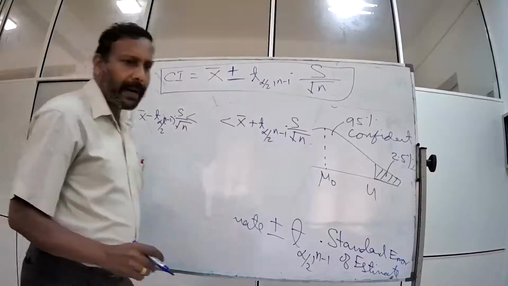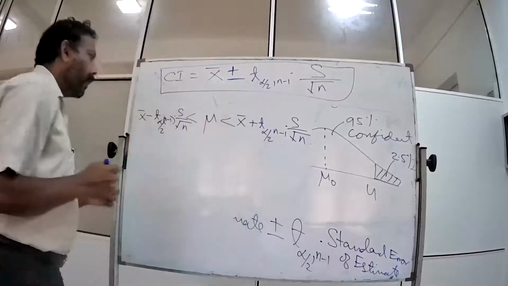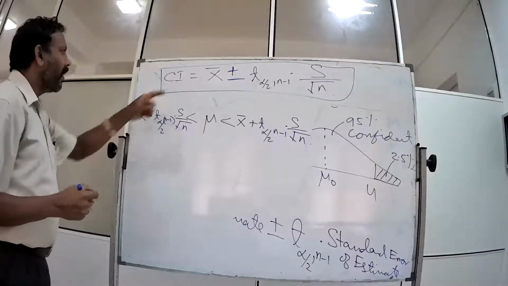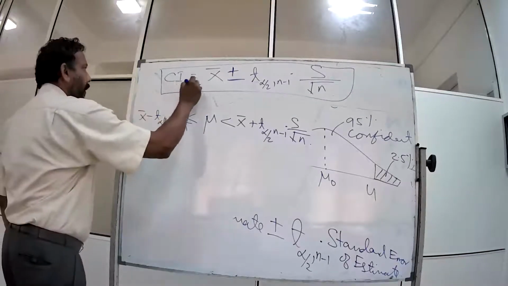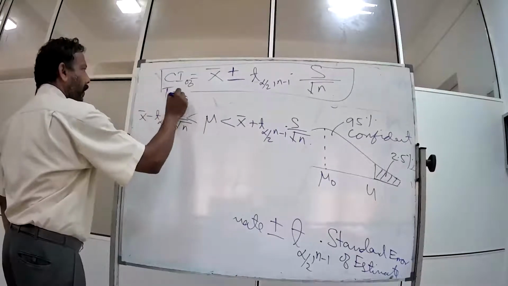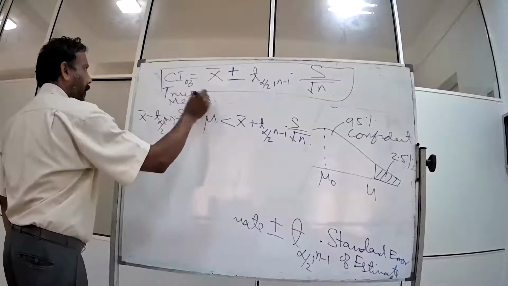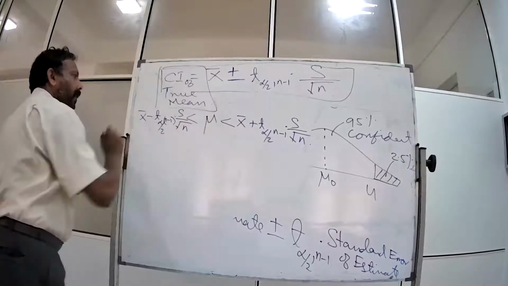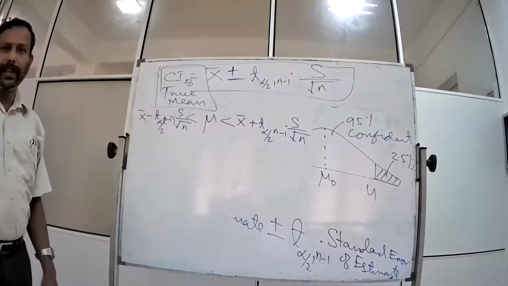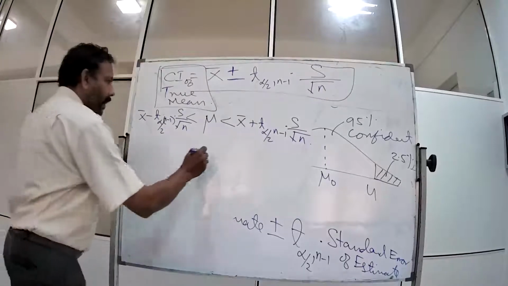So this is the true mean difference, or we can say the confidence interval of the true mean. The confidence interval of the true mean can have a range of values, upper and lower. I will take an example.